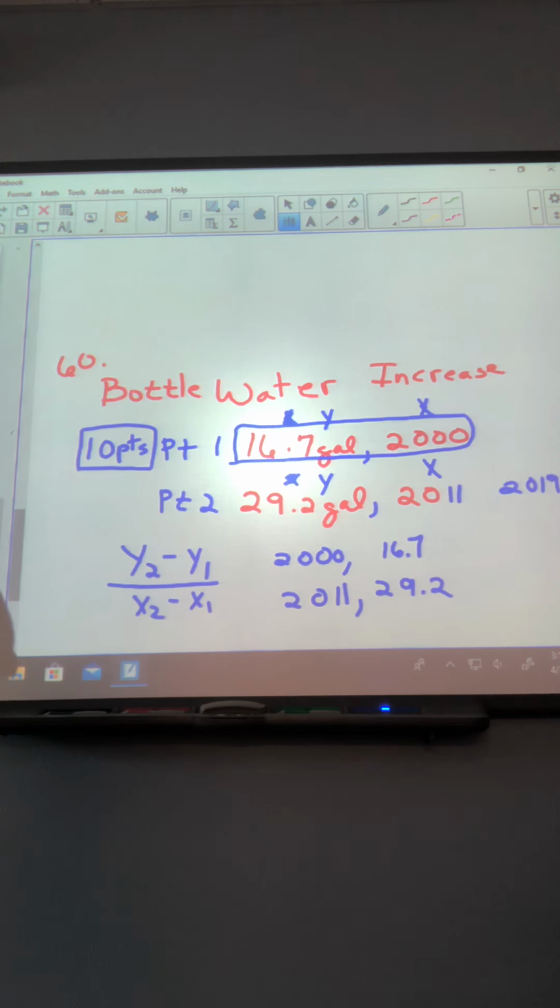And again, we're looking for the increase of bottled water consumption. So we want to know how much bottled water was consumed in the year 2019. And then you can use the number of 16.7 gallons in 2000 to figure out what the increase is now. Okay, great.